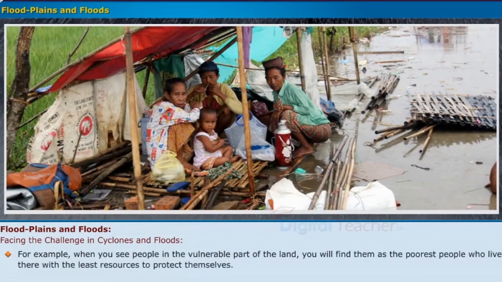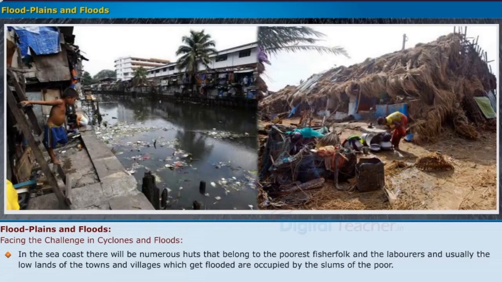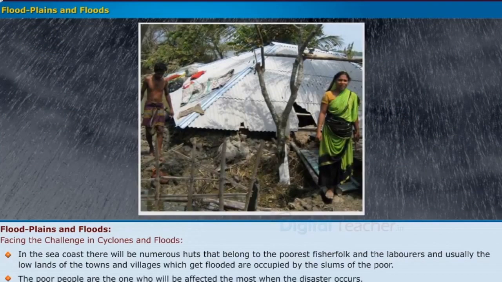For example, when you see people in the vulnerable parts of the land, you will find they are the poorest people who live there with the least resources to protect themselves. On the sea coast, there will be numerous huts that belong to the poorest fisher folk and laborers, and usually the lowlands of towns and villages which get flooded are occupied by the slums of the poor. The poor people are the ones who will be affected the most when a disaster occurs.